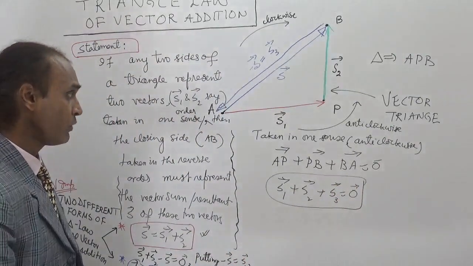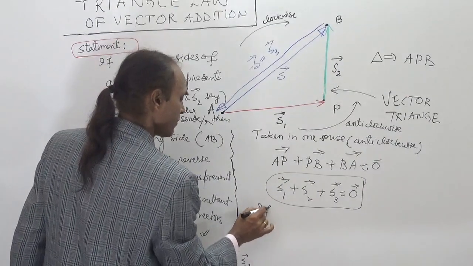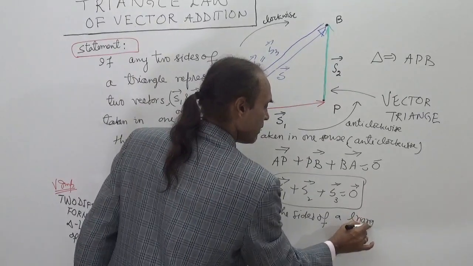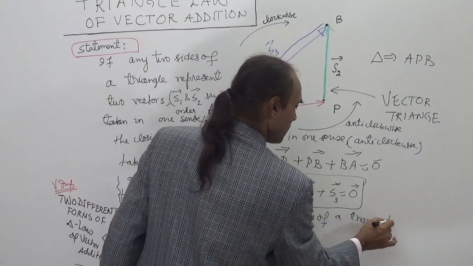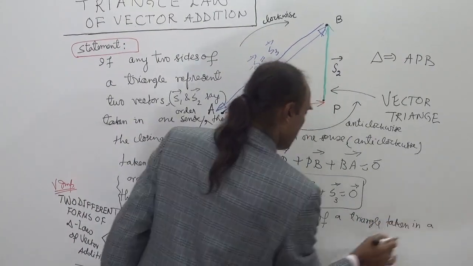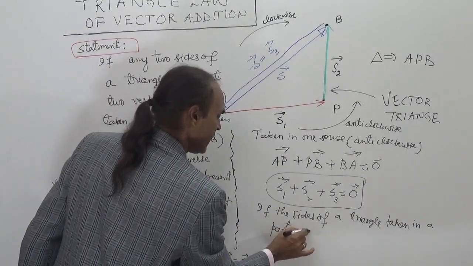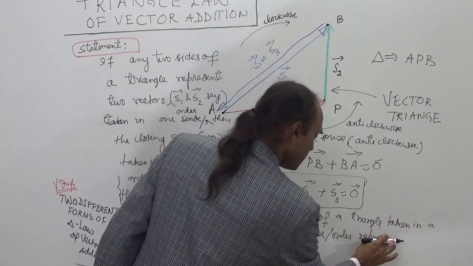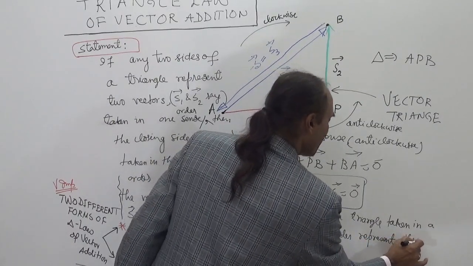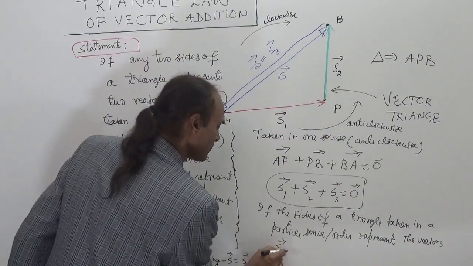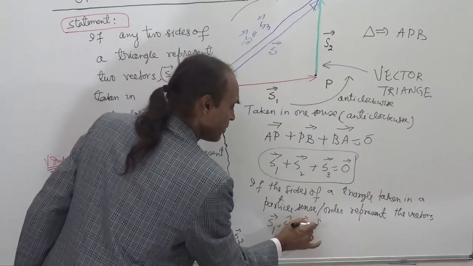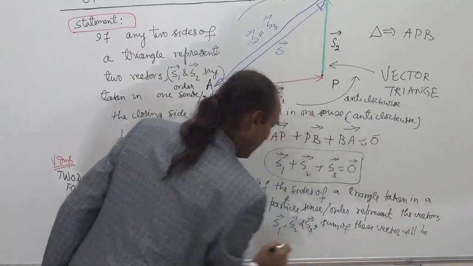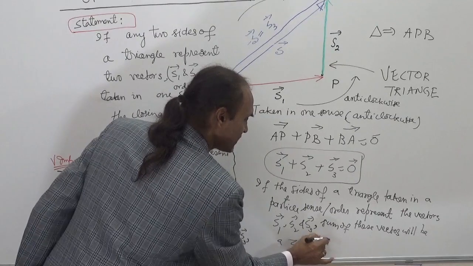That's what we obtained. So we can note that if the sides of a triangle taken in a particular sense or particular order represent the vectors S1, S2 and S3, the sum of these vectors will be a zero vector.